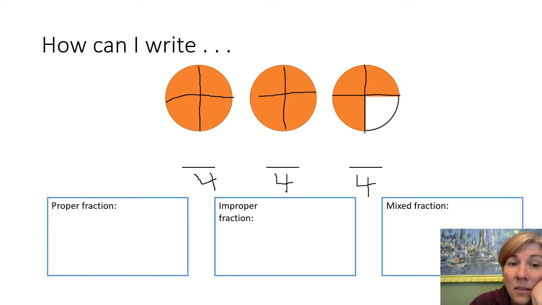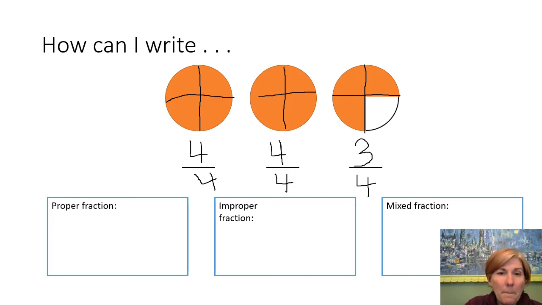So fourths, this is split into 4 parts, and this is split into 4 parts. Okay, this first circle has 4 of 4 shaded in. The second circle is the same, and then this last one has 3 of 4 shaded in. So because that top number is how many pieces, we can clearly see that the number of pieces is always going to be more than 4. So then that top number of the fraction will always be bigger than the bottom number. So I would not be able to write this image as a proper fraction.